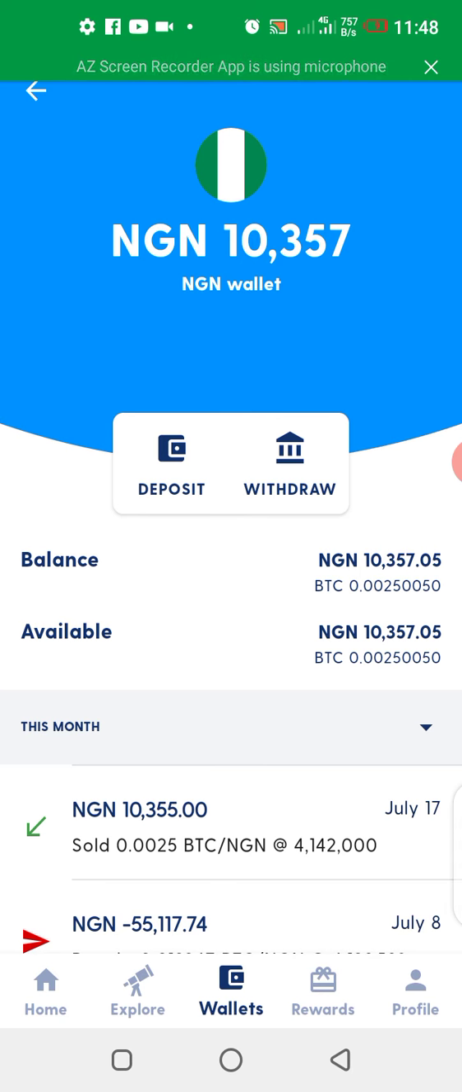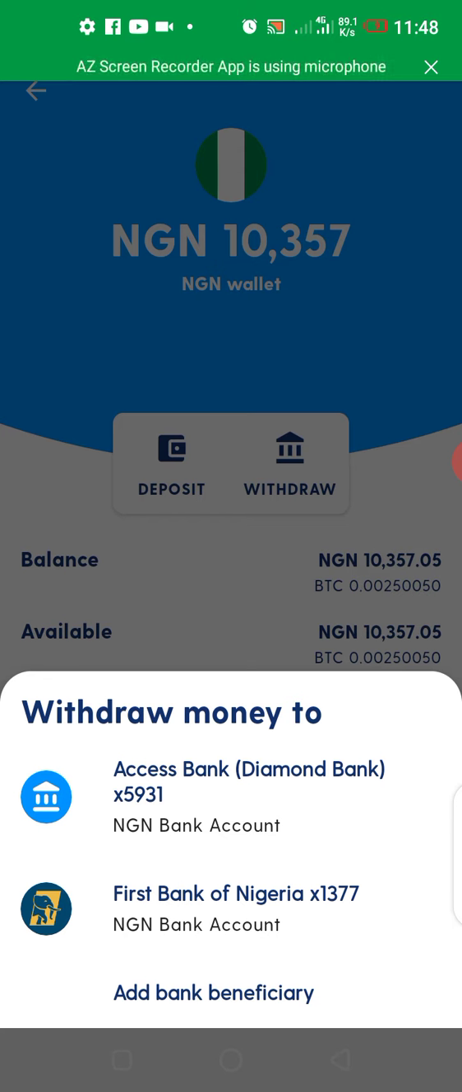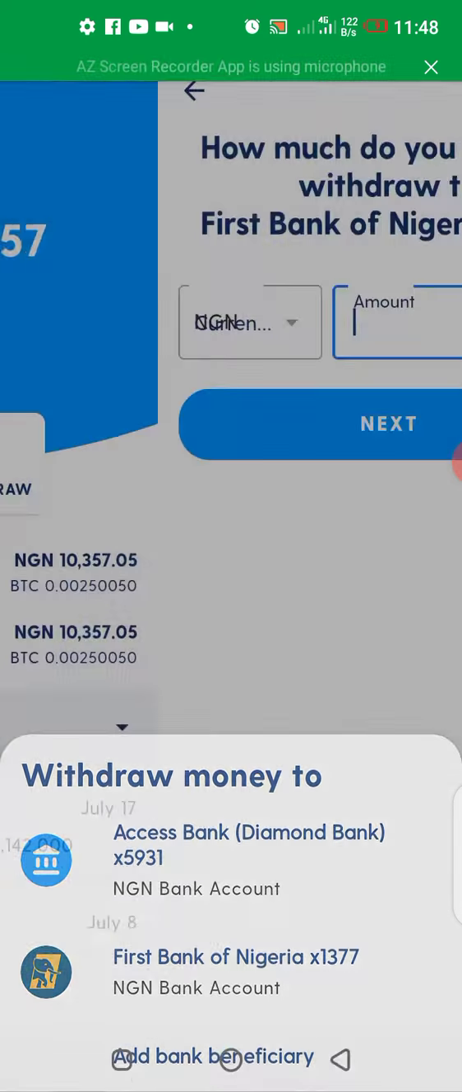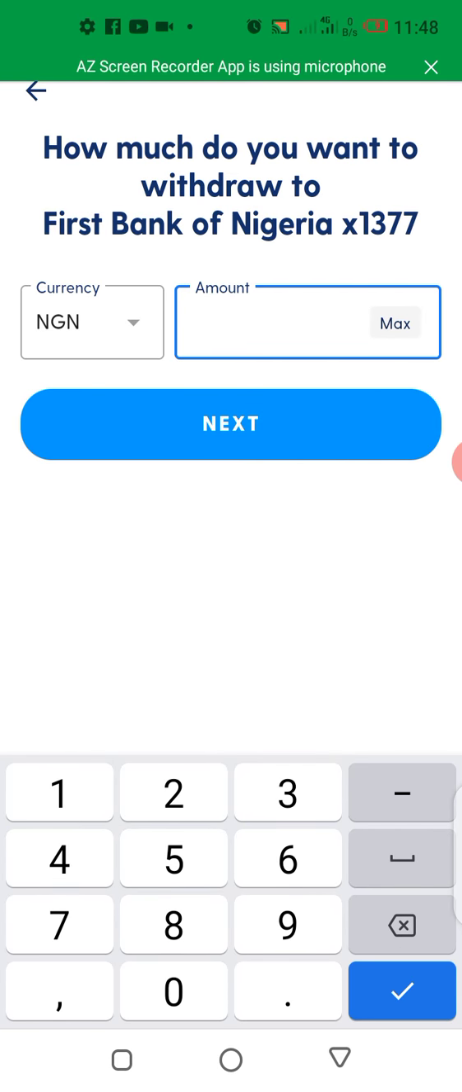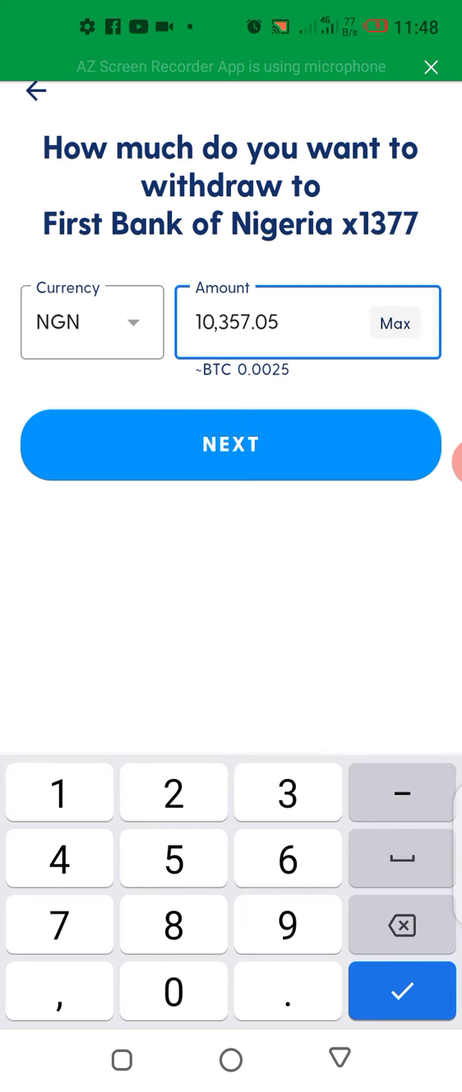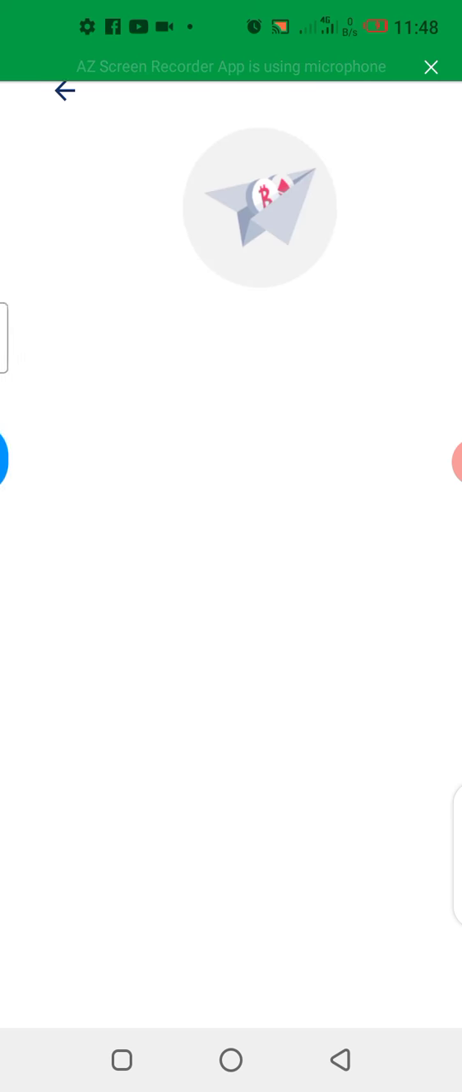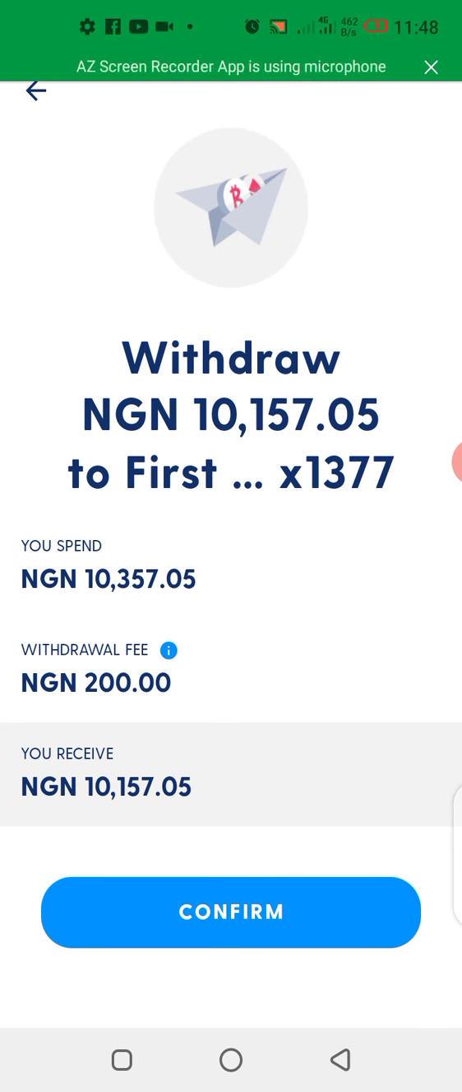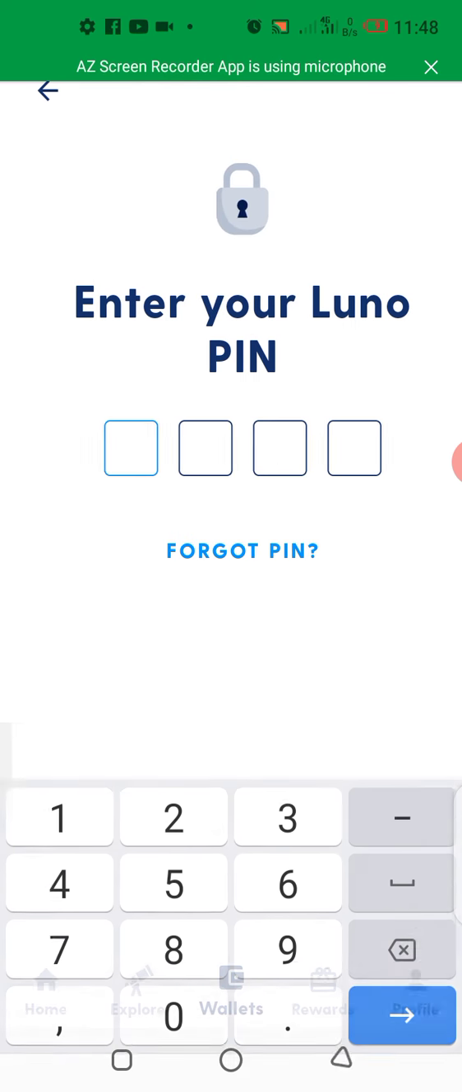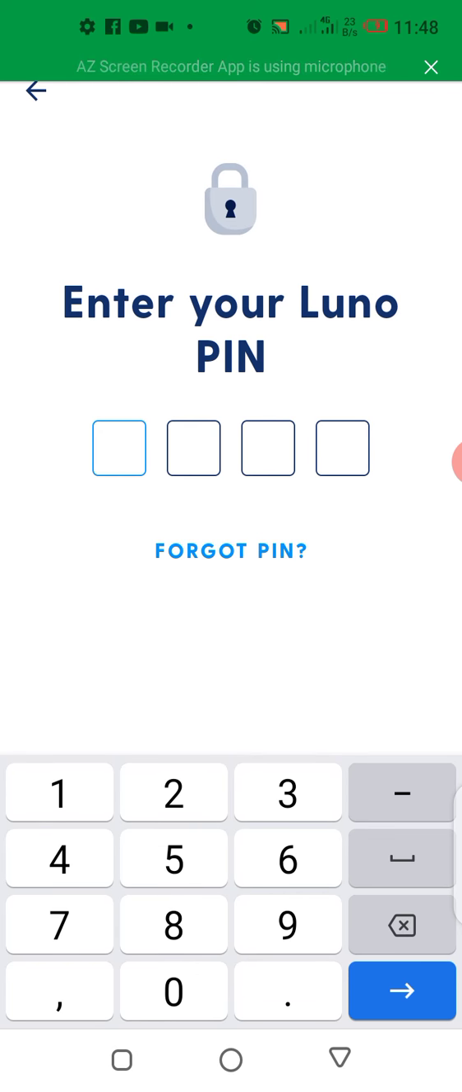So if you want to make withdrawal, you click on your Naira wallet, click on withdrawal. Already I've saved my Diamond Bank and my First Bank here. So all I need to do is to click on First Bank, because I want to make withdrawal to my First Bank account. Click on Max to withdraw the whole amount, which in Bitcoin is around 0.0025. Click on Next. Optional message, no, I don't want to put any optional message. Confirm. A withdrawal fee of 200 naira will be deducted from the amount, so I should be expecting 10,157 naira instead of 10,357 naira. Click on confirm, and then I enter my PIN.